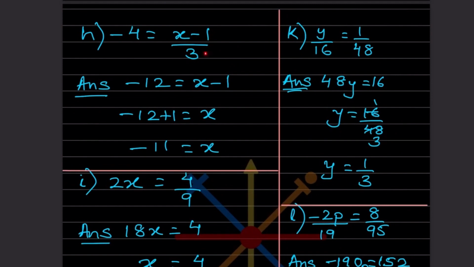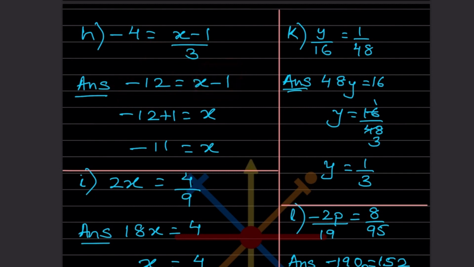Now the next question says that minus 4 is x minus 1 by 3. So what did I do? This 3 is in the denominator, which means it is divided. I took this 3 on the left hand side. So minus 4 multiplied by 3 is going to be minus 12. And this is the same, x minus 1.